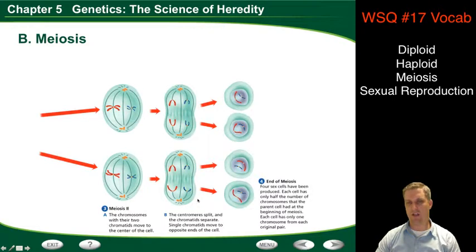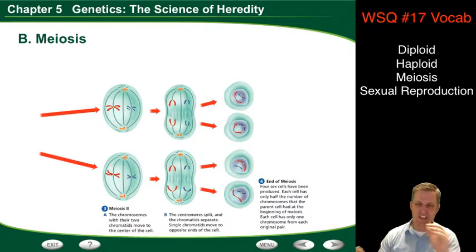And so what we're left with at the end of meiosis is 4 cells that are going to form that are sex cells. These are gamete cells. Each cell only has half of the number of chromosomes that the parent cell had at the beginning of this process. And each of these cells only has 1 chromosome from each of the original pair. And so what's happened is you've actually created difference in this process. Every single cell is going to be a little bit different based upon how they divide apart.